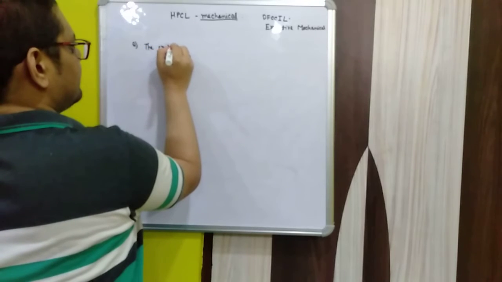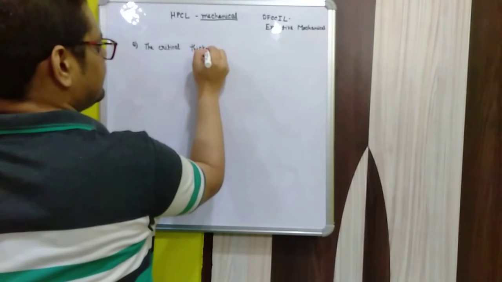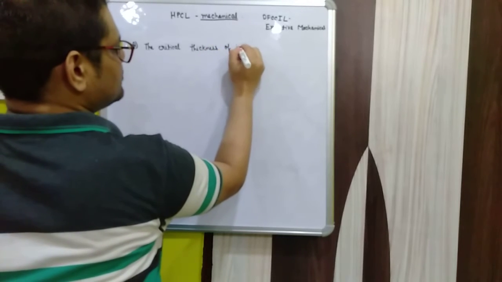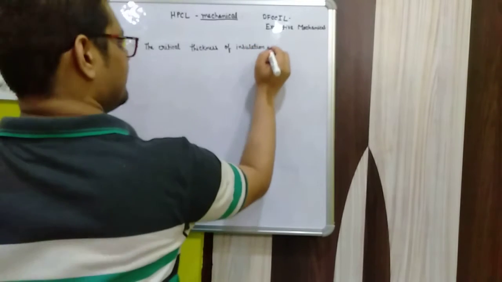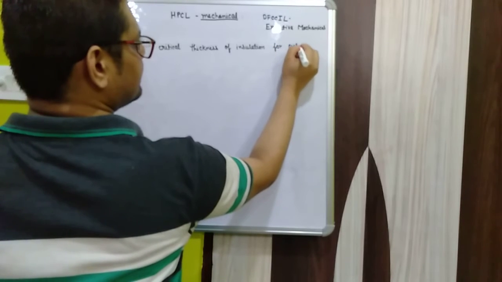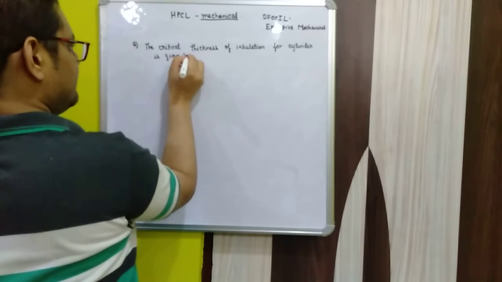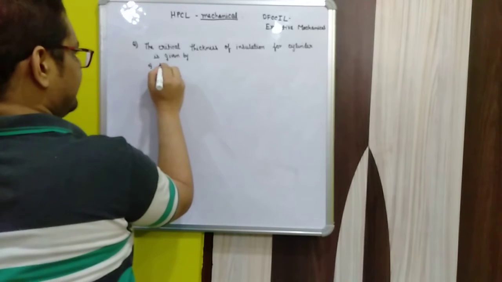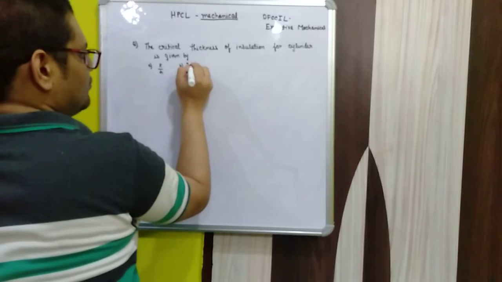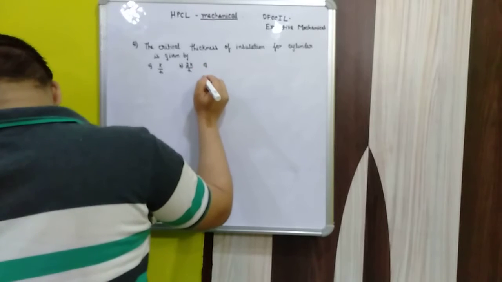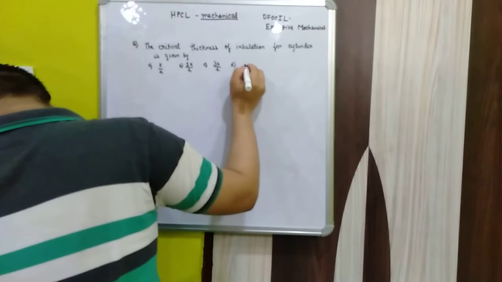The critical thickness of insulation for a cylinder is given by, there are four options: option A is K by H, option B is 2K by H, option C is 3K by H, and option D is 2H by K.